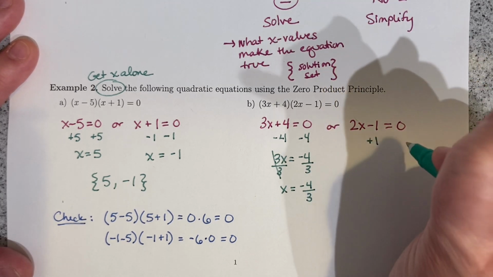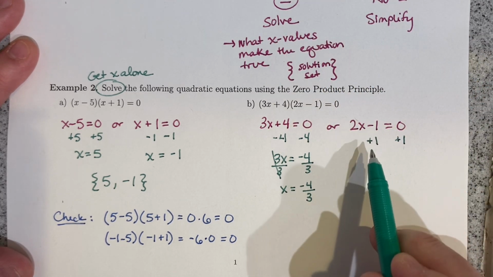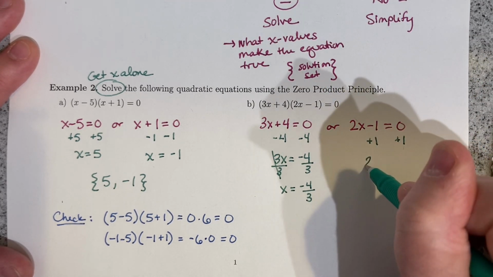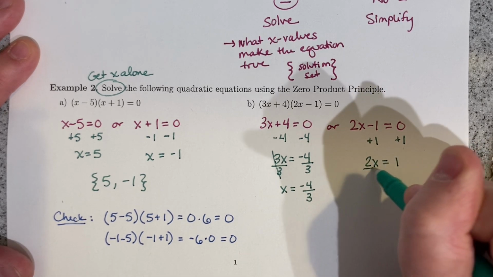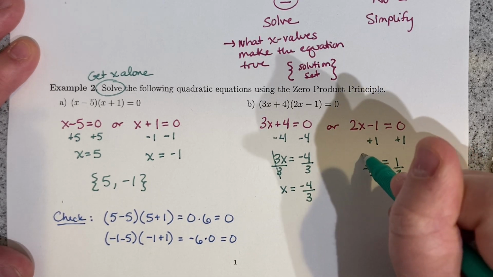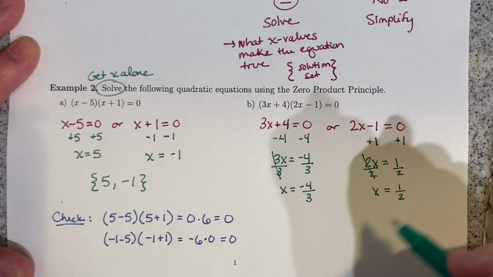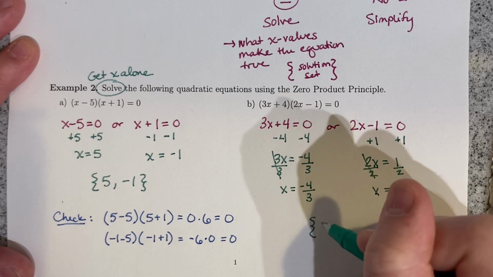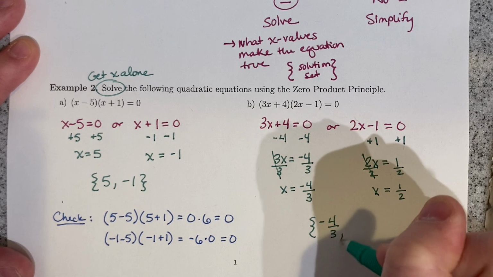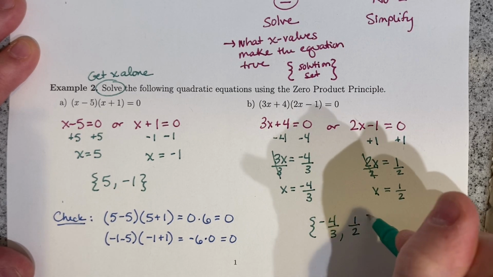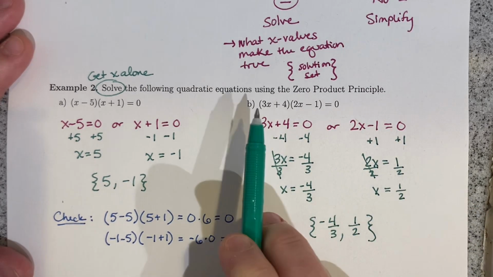Let's do the other side. I need to add 1 to undo subtract. So 2x is 1, and then I divide both sides by 2 to undo the multiply. So x is 1/2. So in this case, our two answers would be -4/3 or +1/2. And I'll leave it to you if you want to check.